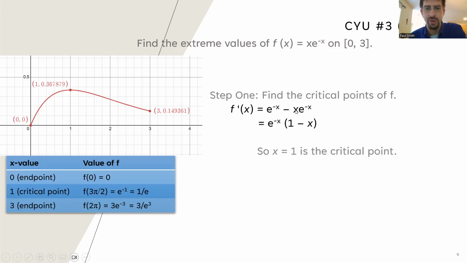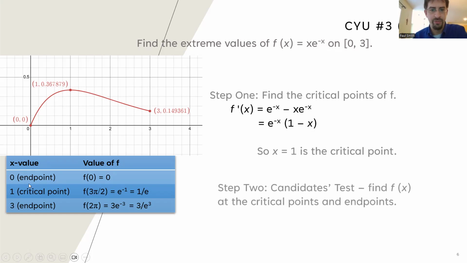And remember, we want to find out where this is equal to 0. So factoring is always very helpful. Notice both of these terms have an e to the negative x. I can factor that out. And then I set each part equal to 0, and I get only one critical point, which is x is equal to 1. So x equals 1 is our critical point. 0 and 3 are our endpoints. We plug those into our function.